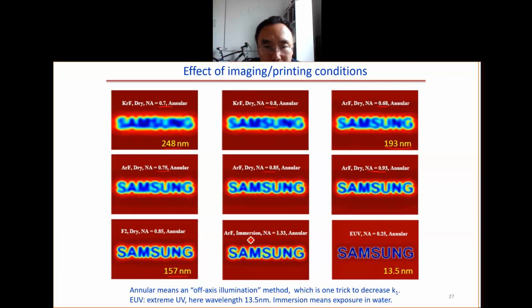This is the immersion. Immersion means we have oil, but actually it is water, not oil. It's the same idea. So we can have a numerical aperture higher than 1 when we have immersion in water. You get a better image. This one is the extreme UV light. You get much better resolution because the wavelength is so short. Now here there is the word annular. Annular is off-axis illumination. We will talk about off-axis illumination in NE343 next term. This is one trick to decrease the K1 value.